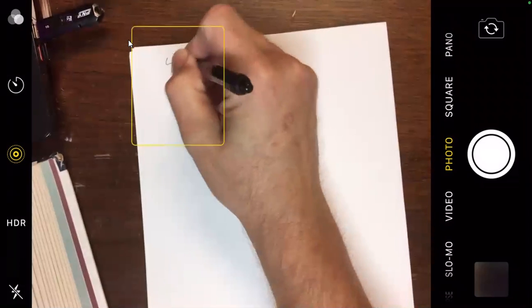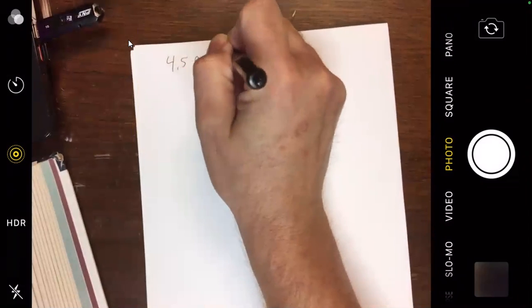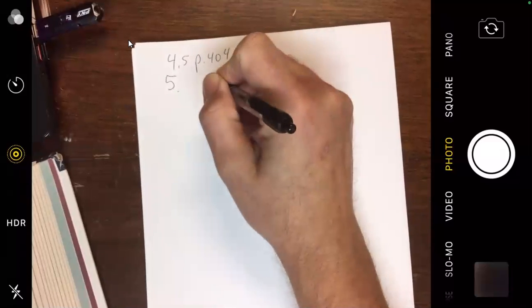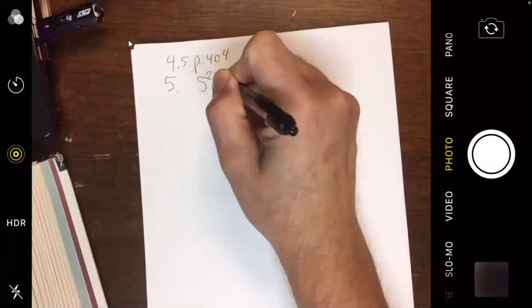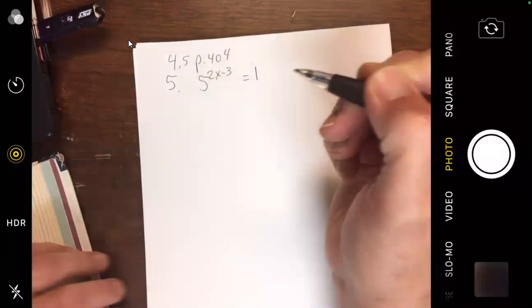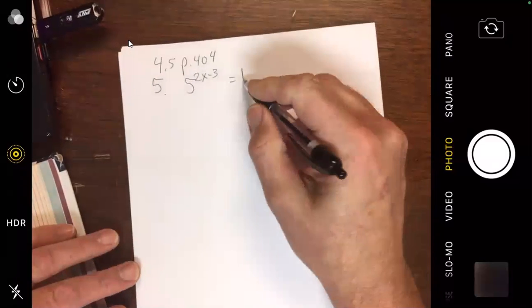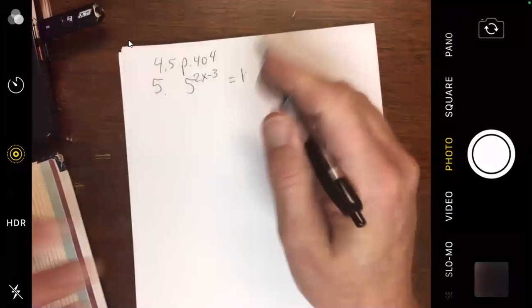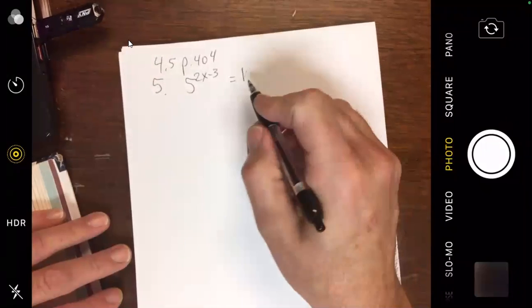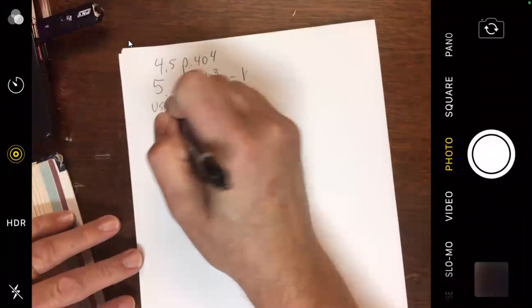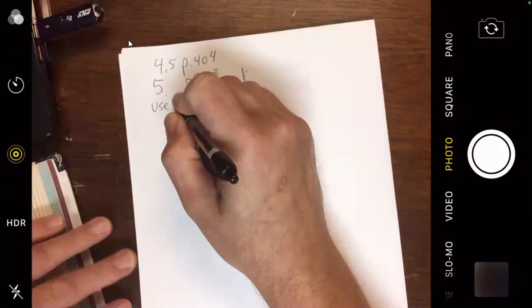We'll start on 4.5, page 404, at number 5. 5 to the 2x minus 3 equals 1. And again, if you're really slick, you can make this 5 to the 0. That would put 2x minus 3 equals 0, and play it that way. But it only works on this exact problem, so I try to use methods that work every single time.